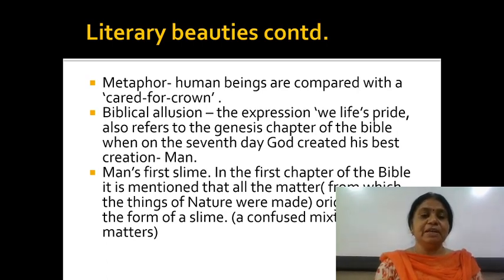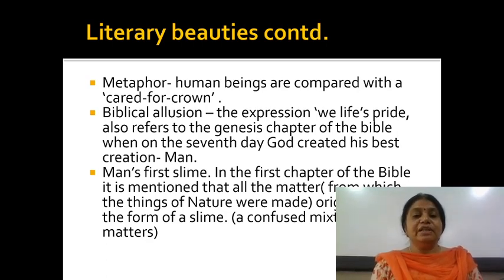Then there is a biblical allusion. Now, what is a biblical allusion? Biblical, this word is framed from Bible, and allusion means reference. So here the poet is referring to the Bible when he says the expression, we life's pride, which also refers to the Genesis chapter. This is the first chapter of the Bible, when on the seventh day God created his best creation, that is man. So that is why we are life's pride.